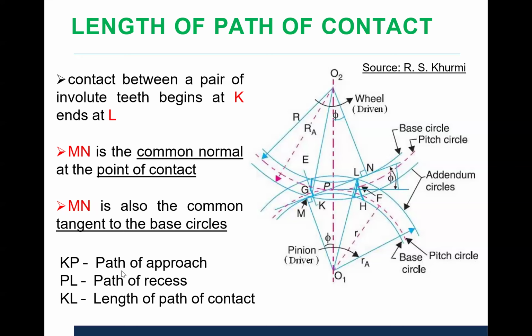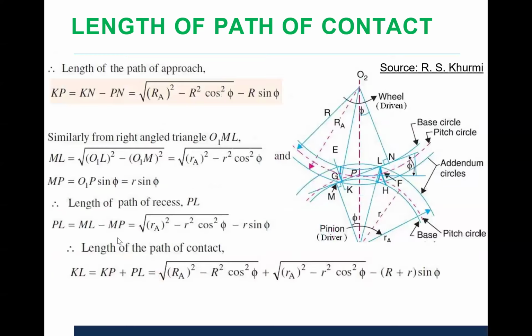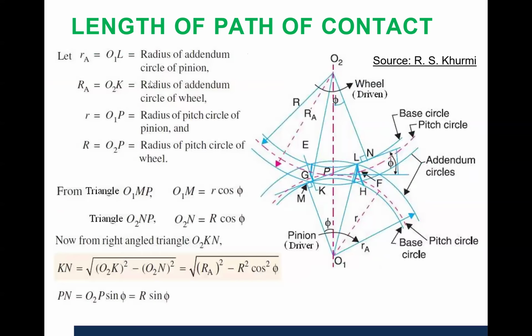Now to calculate these values, we take the addendum radius. Small ra for the pinion is defined by the distance O1L, and capital Ra for the gear is defined by the distance O2K. So O1L and O2K are the addendum radii for the pinion and gear. O1P and O2P are the pitch circle radii for the pinion and gear: small r is the distance O1P, and capital R is the distance O2P.